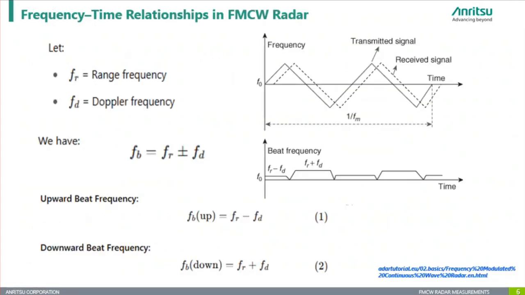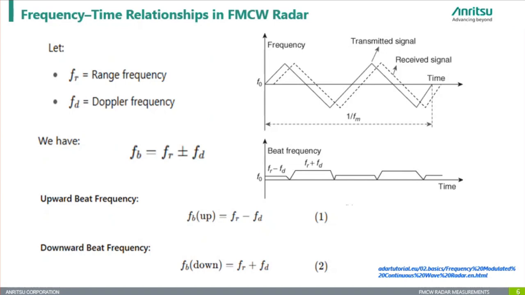Going further, we will talk about the frequency time relationship in the FMCW radar, and how the frequency and time analysis can be done. In the waveform diagram, the transmitted signal is represented by the bold line, while the received signal is shown as a dashed line. When a target is moving towards the radar system, the beat frequency is influenced by both the range and the Doppler shift, where FR is the range frequency component and FD is the Doppler frequency component. The beat frequency is given by FB equals FR plus or minus FD.